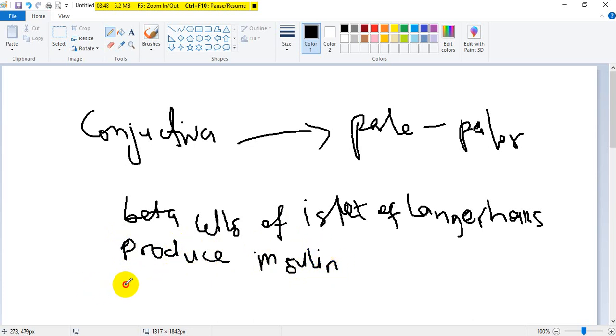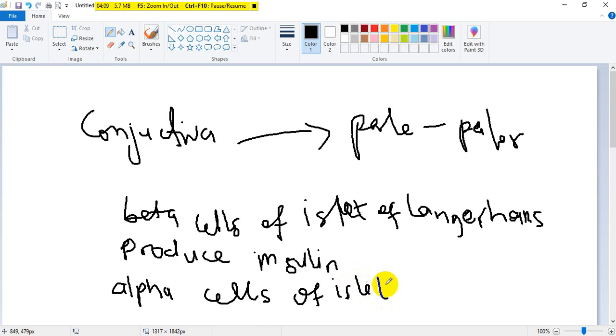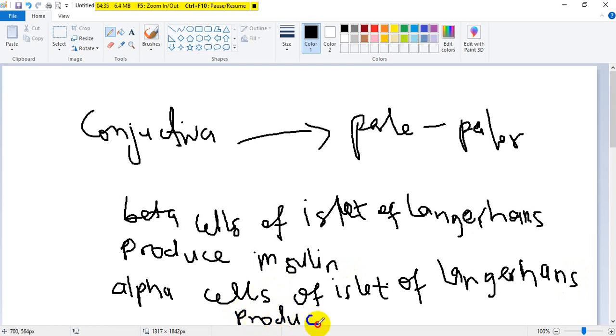Whereas the alpha cells of the islets of Langerhans produce glucagon. So note the differences.